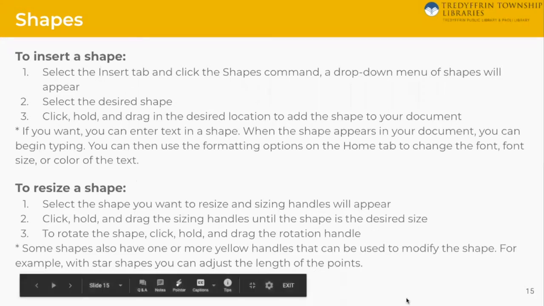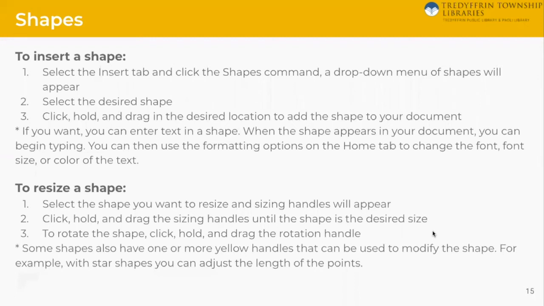And some shapes also have one or more yellow handles that can be used to modify the shape. For example, with star shapes, you can adjust the length of the points, and also speech bubbles, you can adjust the arrow or the triangle part coming out of the speech bubble.